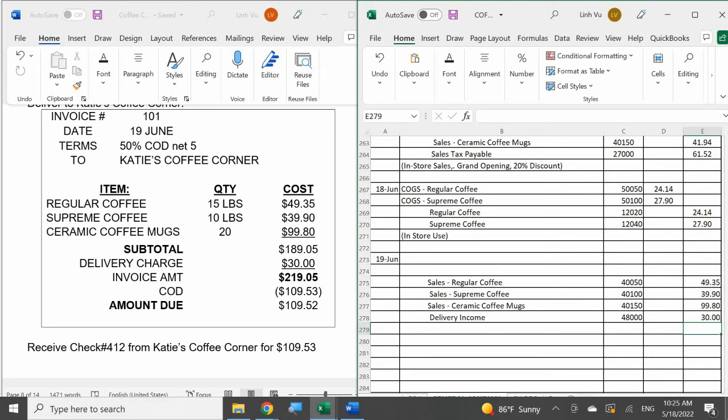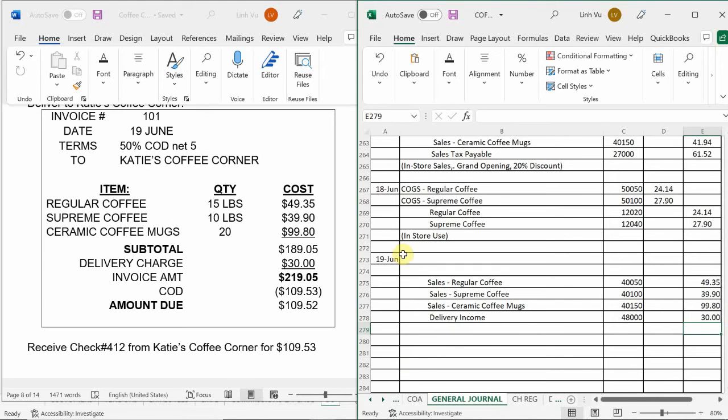What else happened here? It says right here, invoice amount was $219.05. But what is this COD? What did we receive? Half of the order. So we received money, right? The COD. We received the COD.